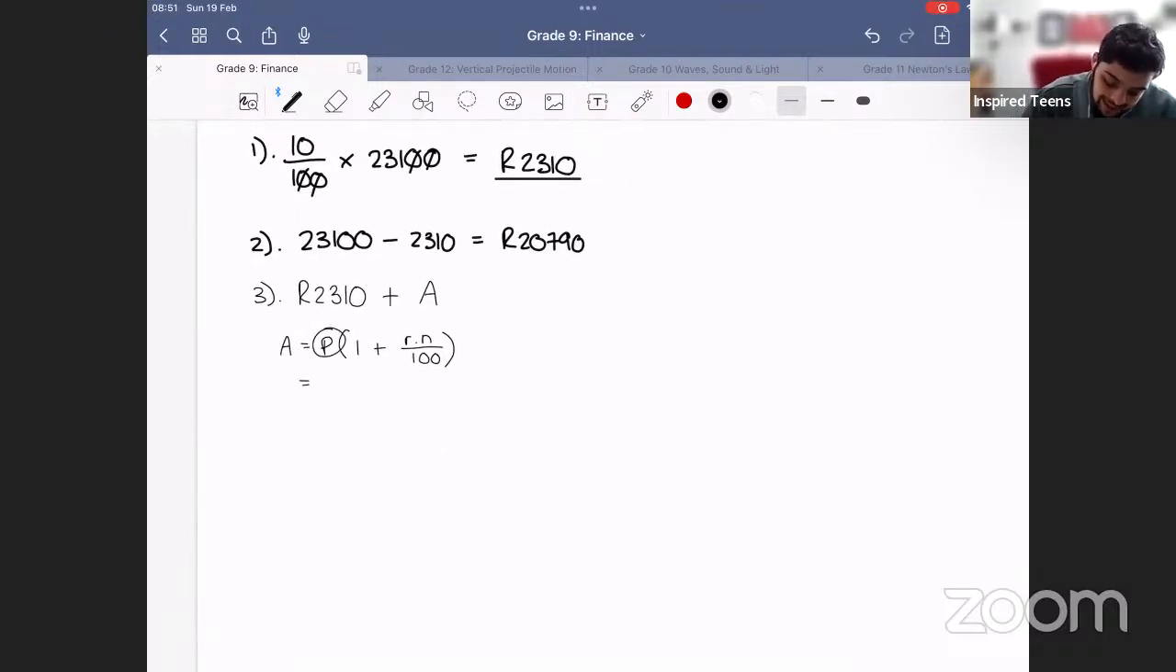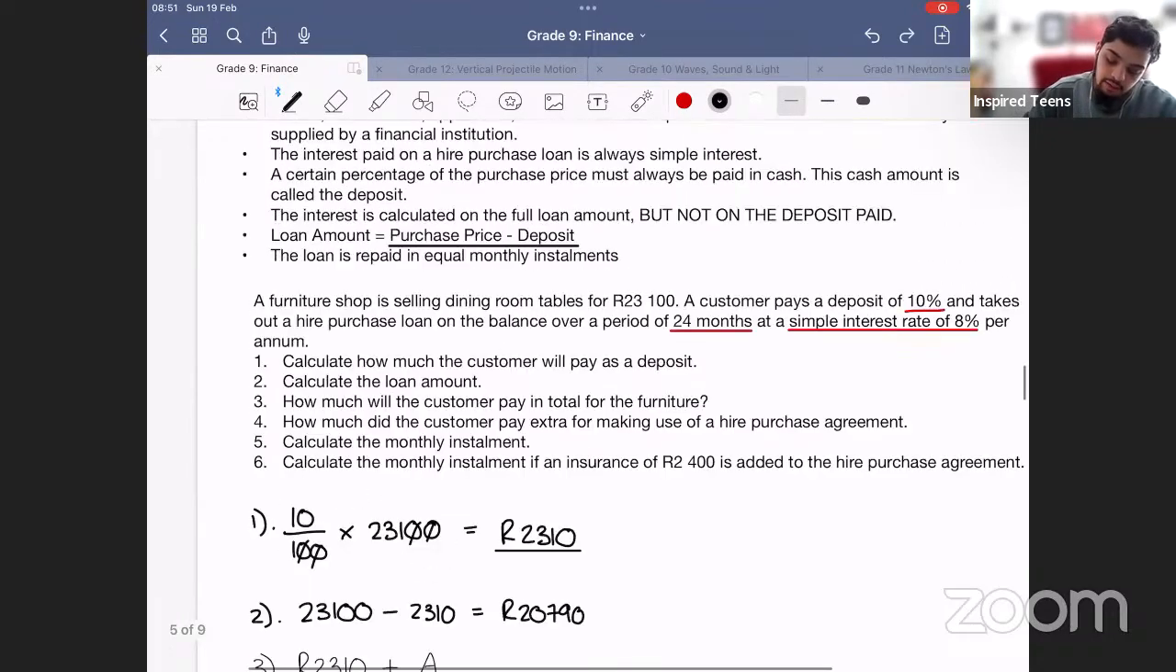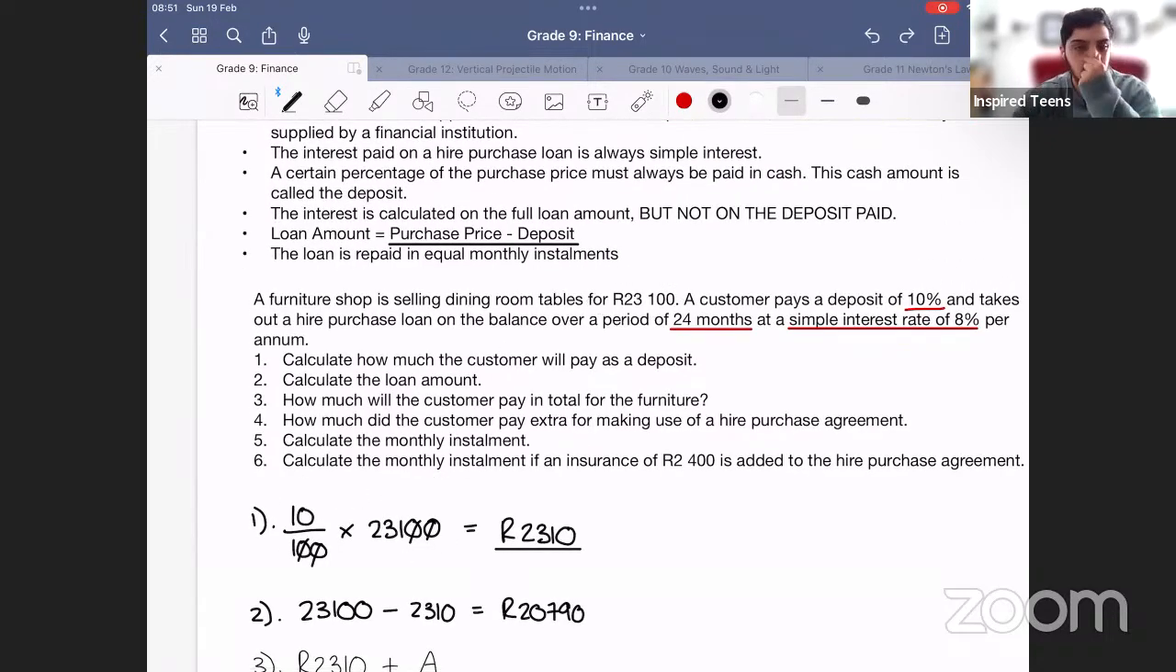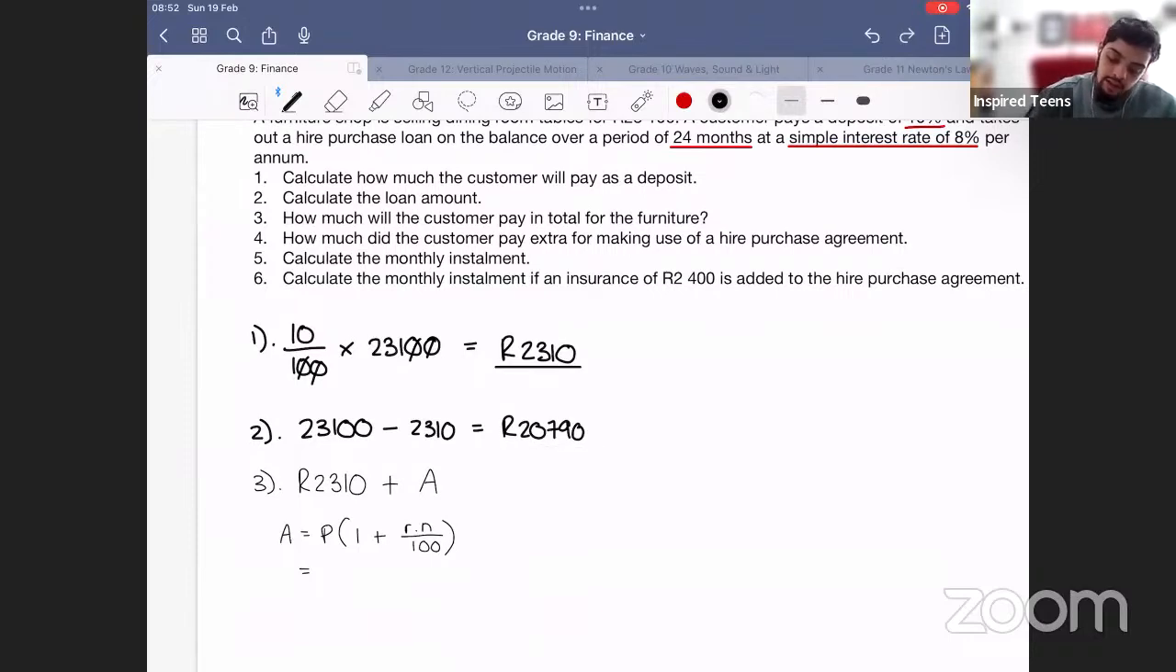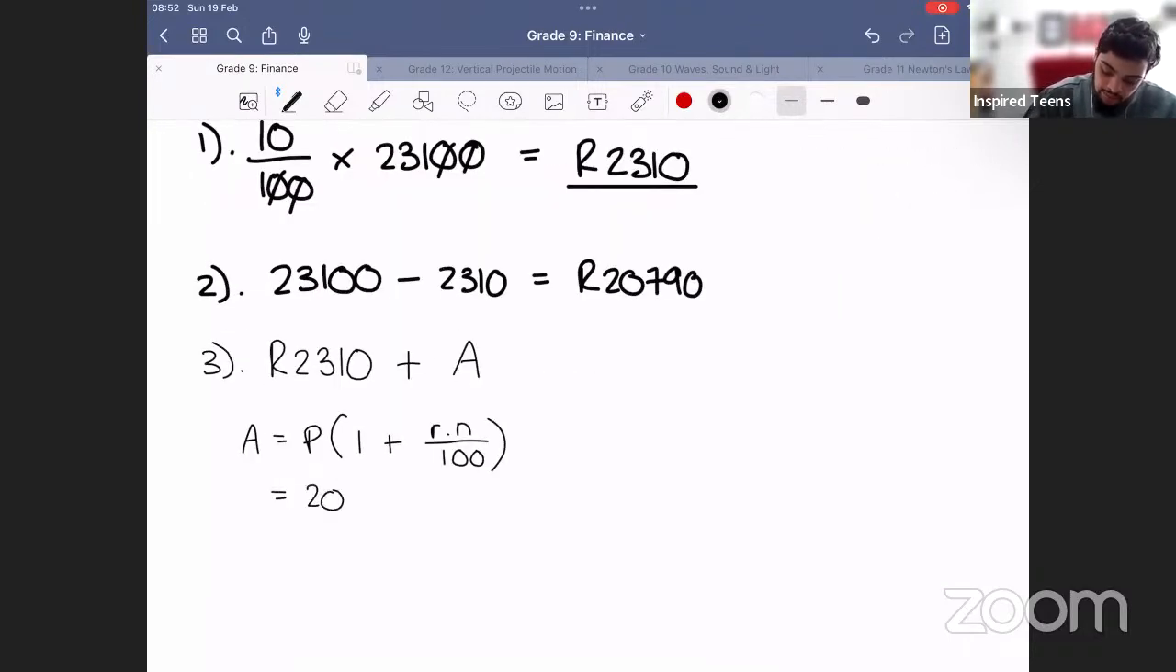Now remember, P is not 23,100, because 23,100 is not the amount the loan was taken for. This person paid a deposit, so it's going to be minus that deposit. That's actually how much you are loaning, because you had 2,310 Rand that you paid in cash. You don't have to loan that money because you had it and paid towards it. That minus that is the loan amount, 20,790 Rand.